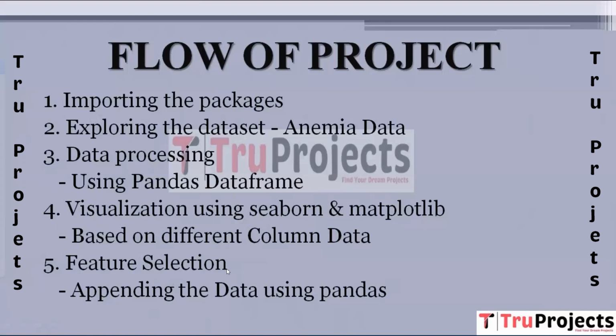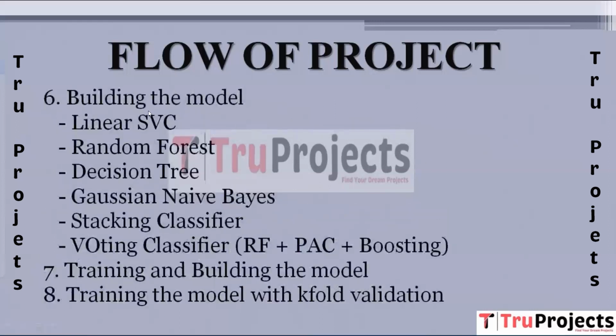Next, here we have feature selection. It is the process of choosing the most relevant features or columns from the dataset. This step can improve model performance and reduce complexity. Then here we have building the model. This step involves creating and training machine learning models for anemia prediction.